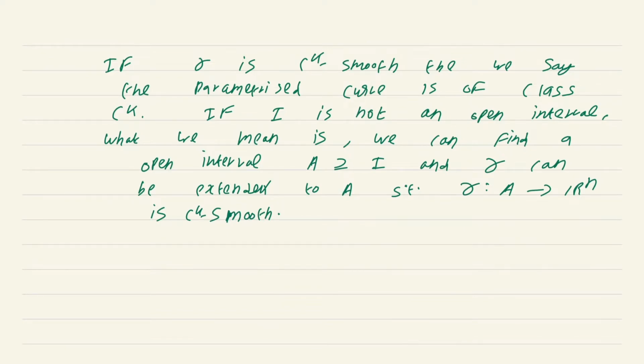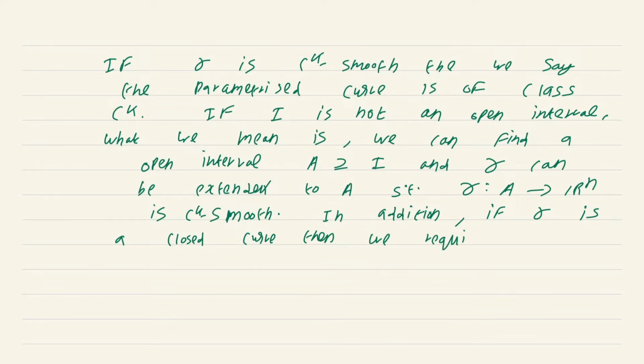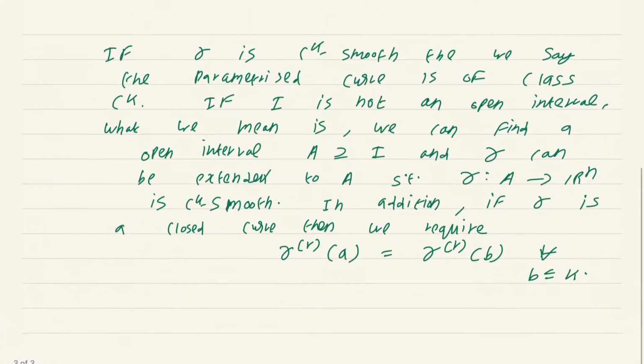Okay. In addition, if gamma is a closed curve, then we require the rth derivative of gamma at the point a to be equal to the rth derivative of gamma at the point b for all r less than or equal to k. So what this is saying is best illustrated by just a simple picture rather than me saying it in words.